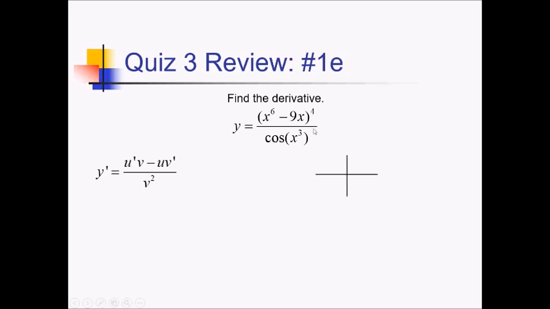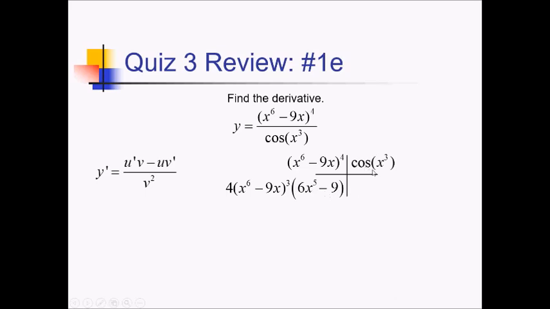I have my numerator, all this stuff up here to the 4th power, and my denominator, cosine of x cubed. And now for their derivatives. So for this upper derivative, we have to take the derivative of something to the 4th, which is 4 times this something to the 3rd power. And now the derivative of the inner function, we've got 6x to the 5th minus 9. So that's all one big derivative there.